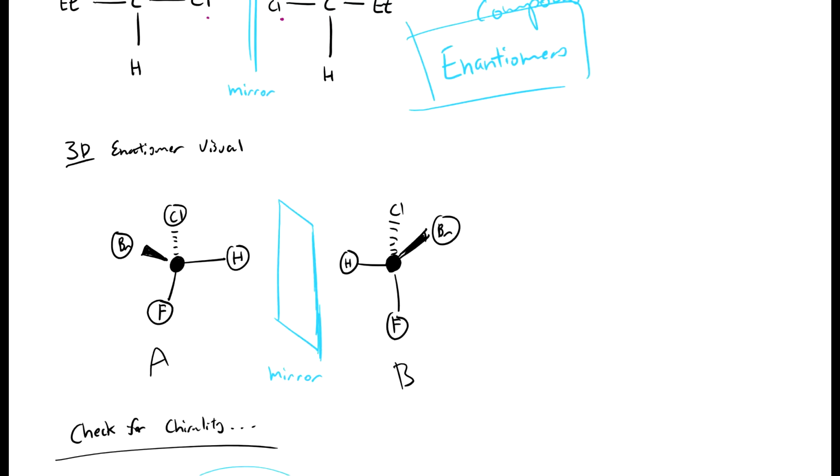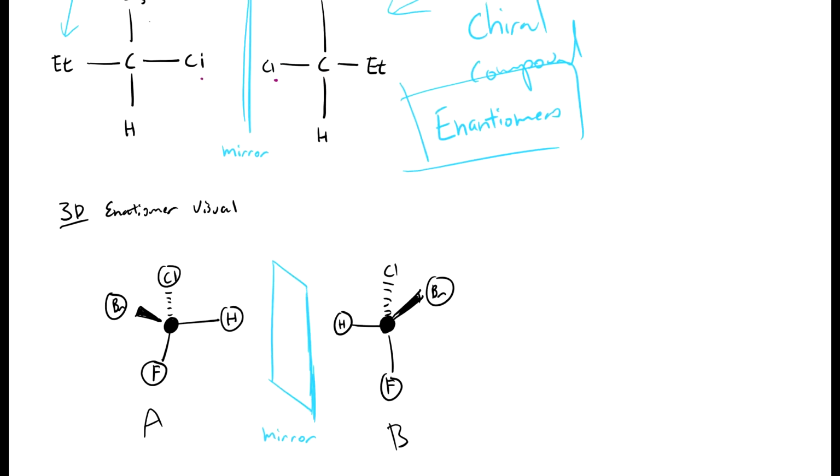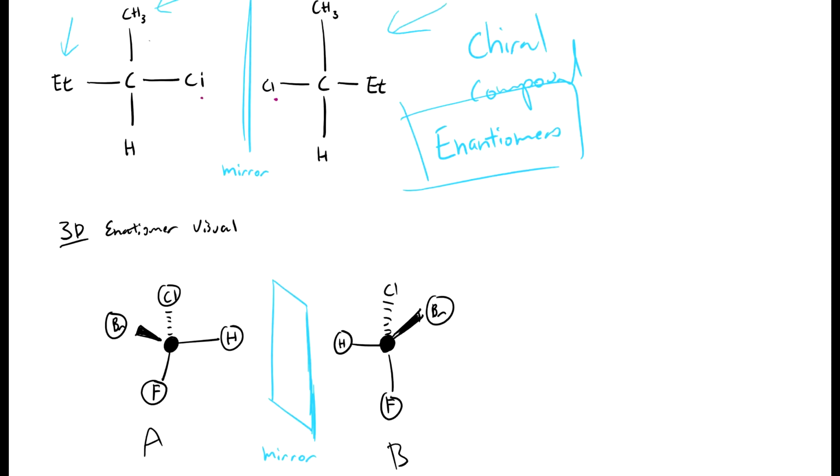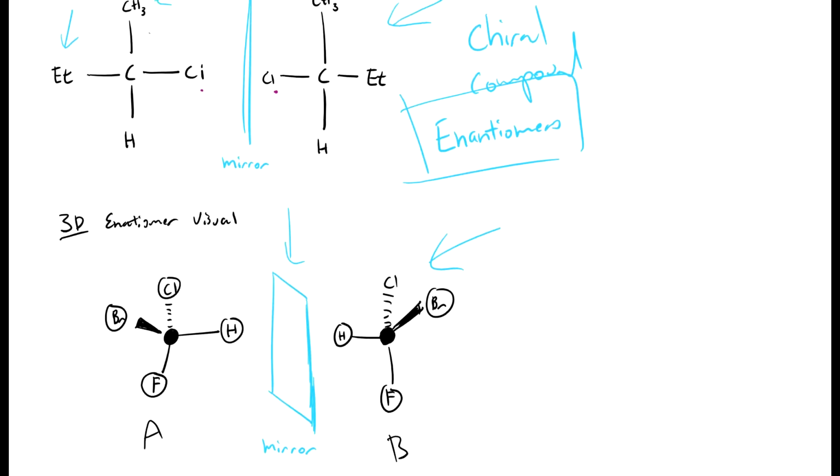So in this case, this is a wedge and dash representation of the molecule with a fluorine, a chlorine, a bromine, and a hydrogen, as we saw previously. If we were to put a mirror right here, this is the mirror image reflection on the right, and you could say that these are mirror image reflections, because this hydrogen is facing the other one, and the chlorine is in the back on the left one. Let's label these compounds A and B.